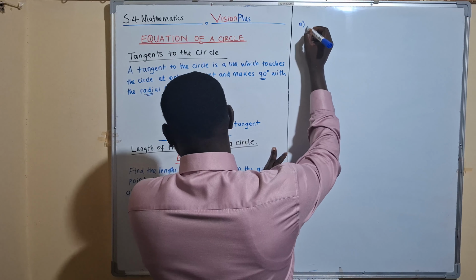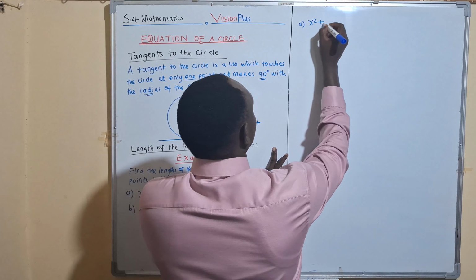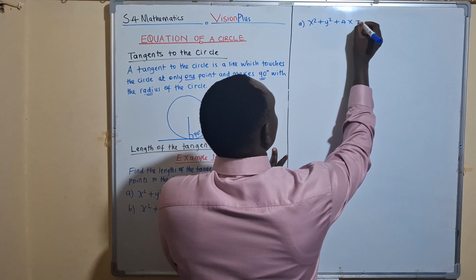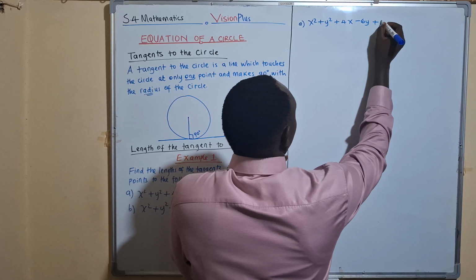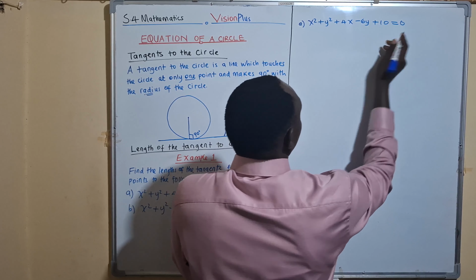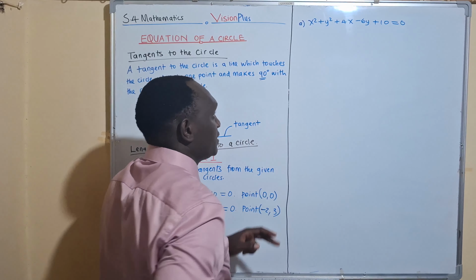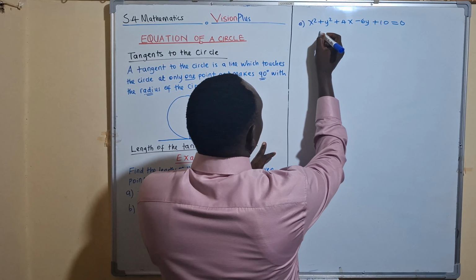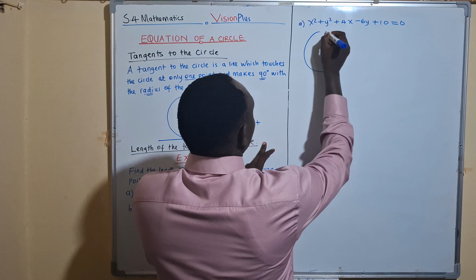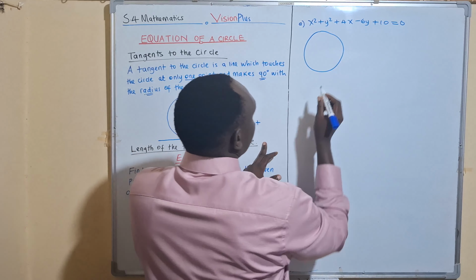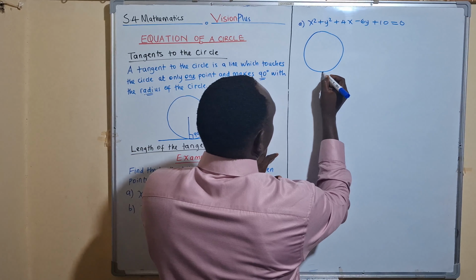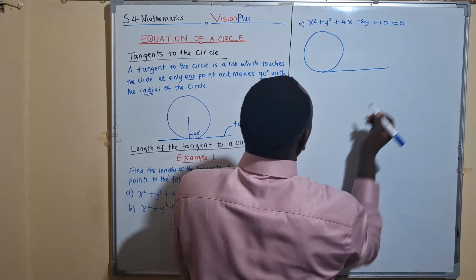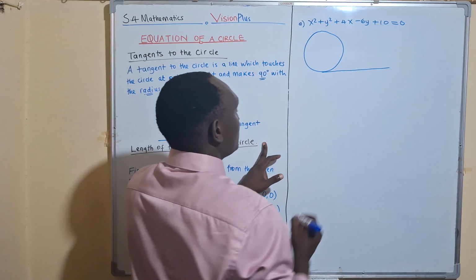Part A, we are given x squared plus y squared plus 4x minus 6y plus 10 equals 0. This is the equation of the circle. So let us sketch this circle. The circle is in that manner, and then we have a tangent touching the circle at one point. You can draw it in any way you want. It is a straight line.